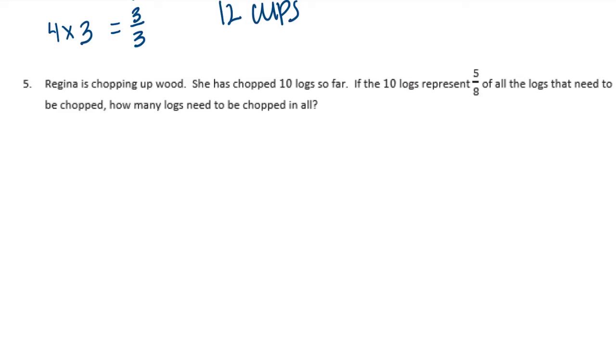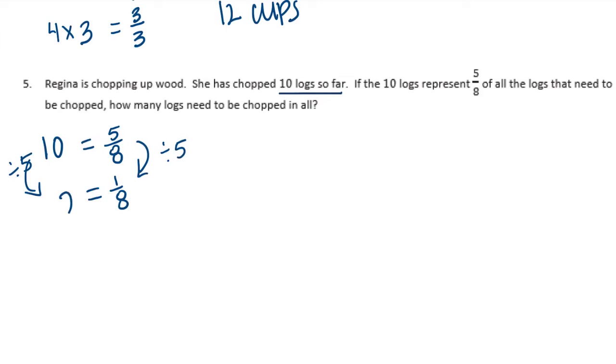Number 5. Regina is chopping up wood. She's chopped 10 logs so far. If the 10 logs represent 5/8 of the logs that need to be chopped, how many logs need to be chopped in all? So let's try it without a tape diagram first. We don't know the whole, but we know she's chopped 10 logs, and that's equal to 5/8. Now, if we want to know 1/8, we can divide 10 by 5, because we divided by 5 to get here. So 10 divided by 5 is 2. So 2 is equal to 1/8. If I wanted to know 8/8, or all of it, I would have to do 2 times 8.